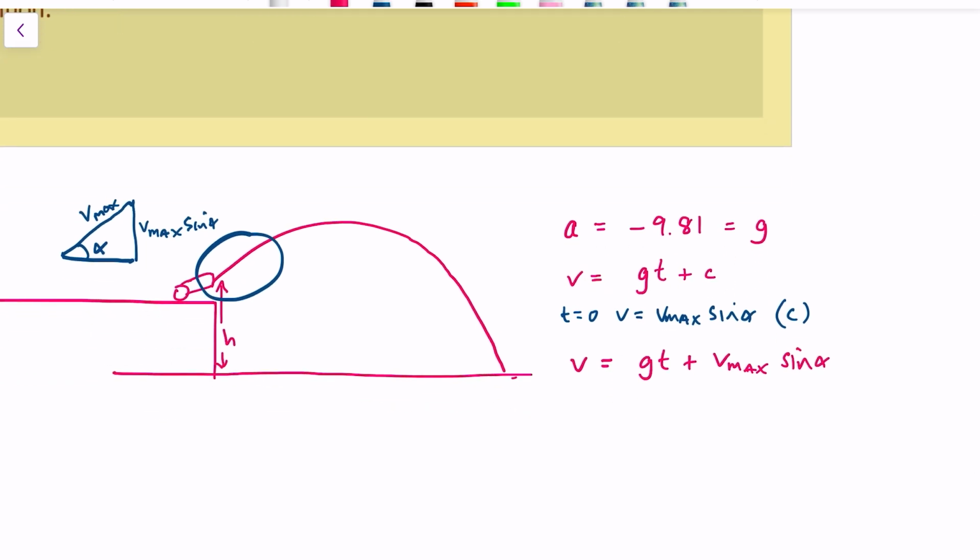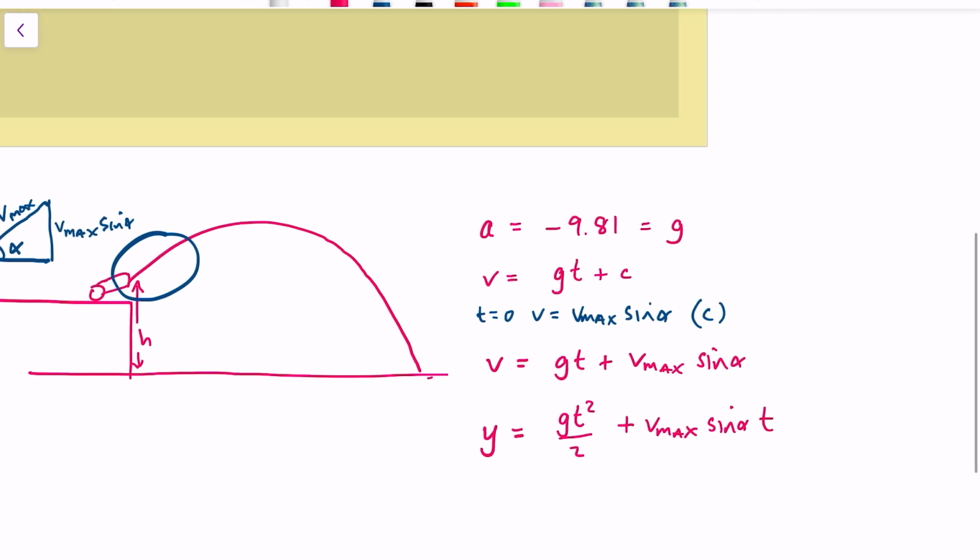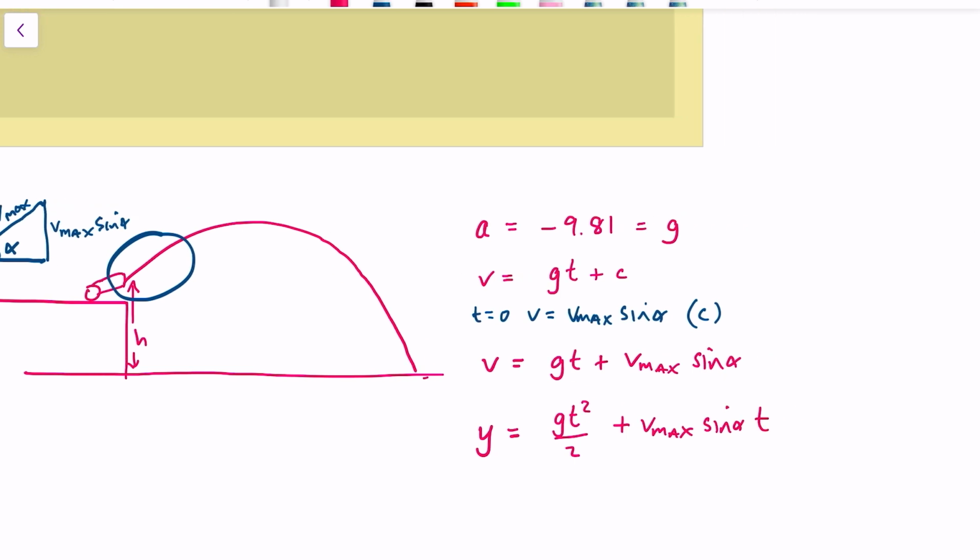And then the last thing is we need to antidiff that again. If we antidiff velocity, we get displacement. We're talking about vertical displacement, so we'll use y equals the gt squared over 2 part, so a linear function antidiffs to a quadratic. This v max sine alpha term is initially constant, so we put a t at the end of it, and then we get some other constant which we're going to call h, the initial vertical component of the cannon. So that describes the cannonball vertically.